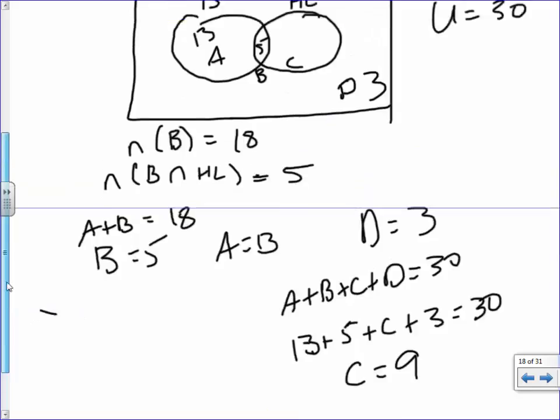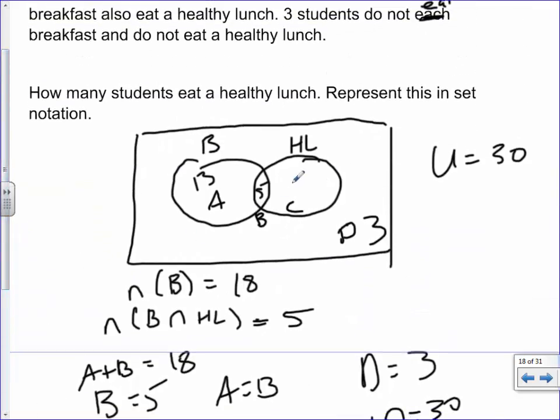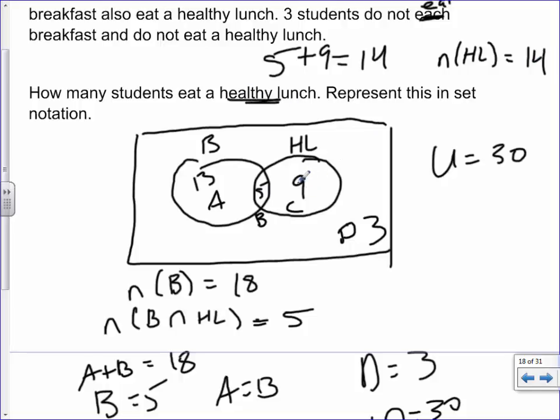Okay. So long story short though, we're not done yet. C is 9. If we want those who eat lunch, that's going to be 5 plus 9, which is 14 kids who eat lunch. So you can say the number of kids who eat the healthy lunch is 14. Because 9 of them just eat lunch, and then 5 more eat lunch and breakfast. Right, so how many eat a healthy lunch? 14. So don't forget to take the 9 and add it back to the 5. Is that it? That's it.